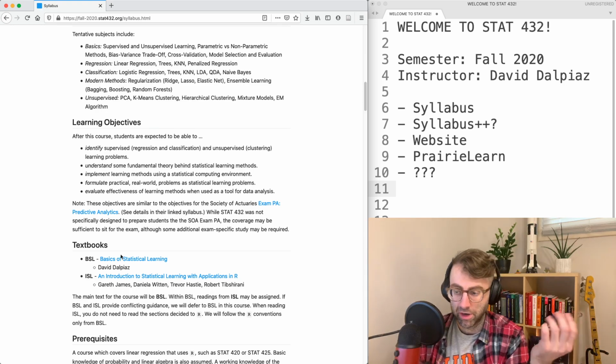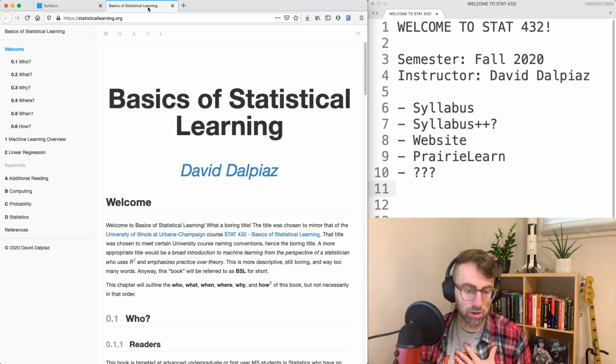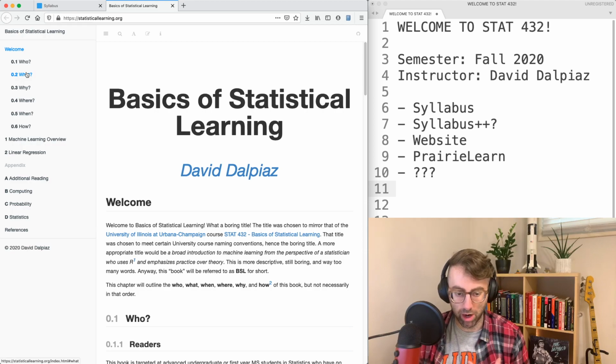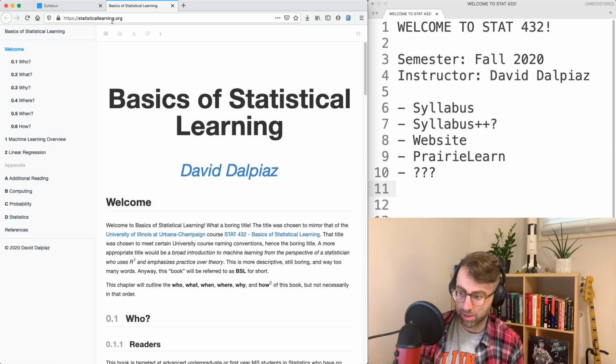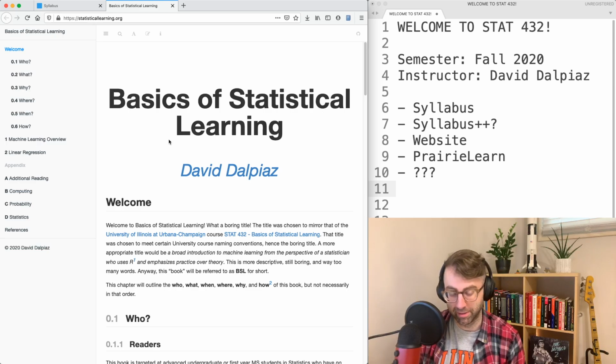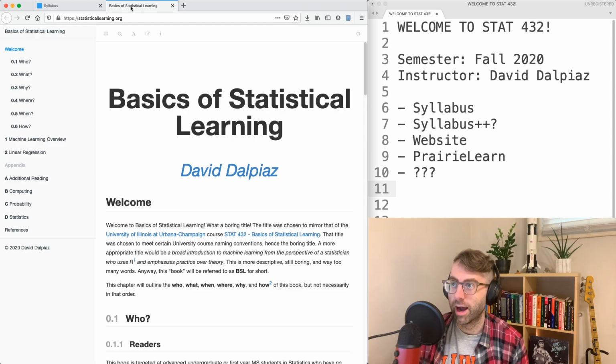Don't buy them, they're free. So the first one is called Basics of Statistical Learning. It's my own creation, which I have written and will be writing along the way this semester, freely available online at statisticallearning.org, and it's always going to be linked from the course website. I expect you to read the readings from here. I mean, I wrote it. I really hope you read it.